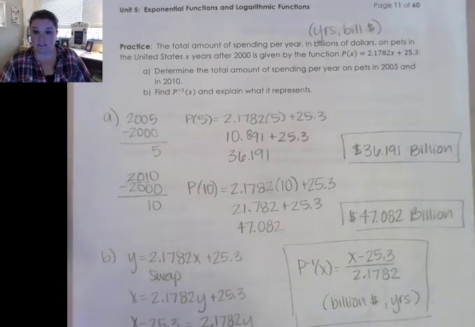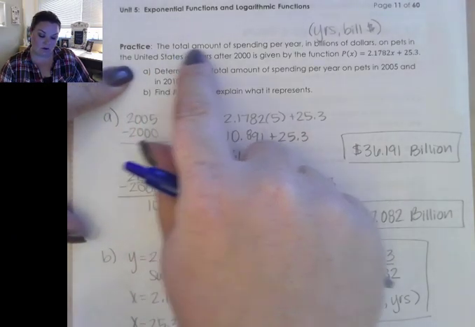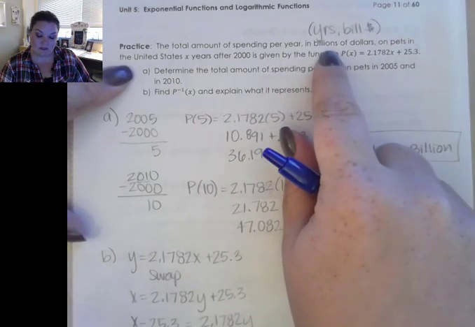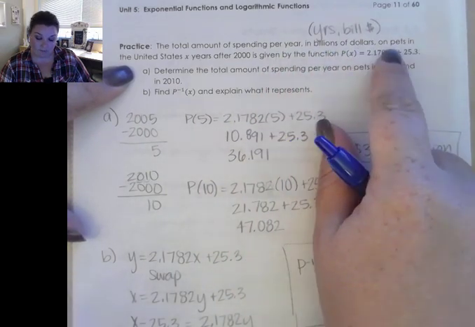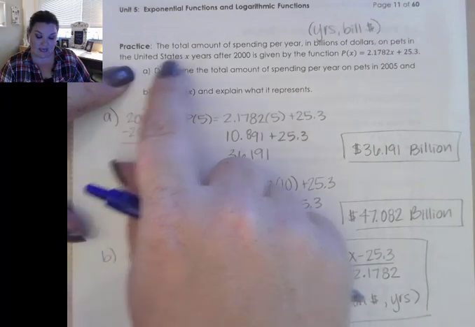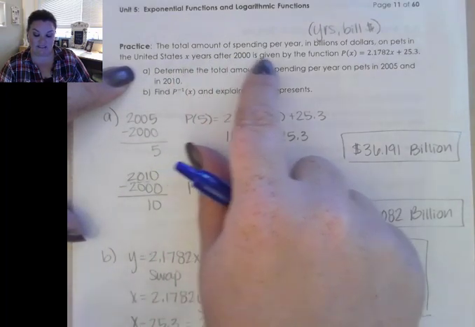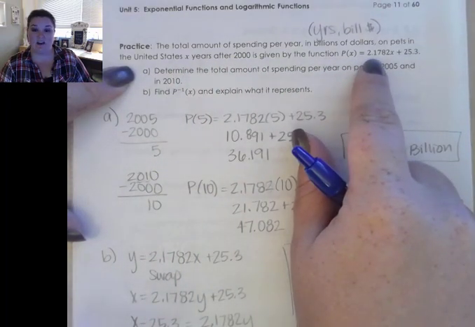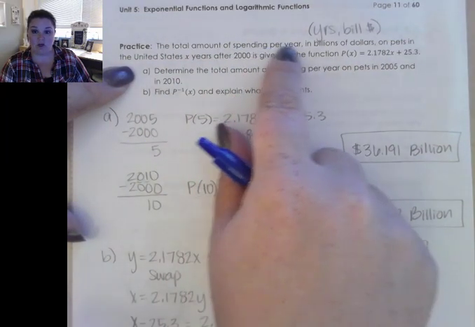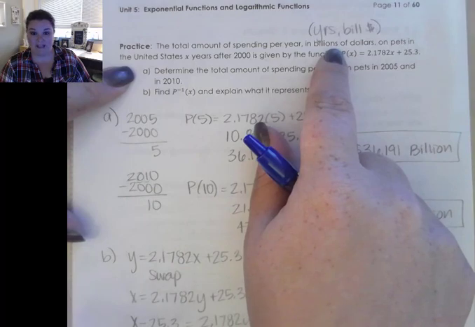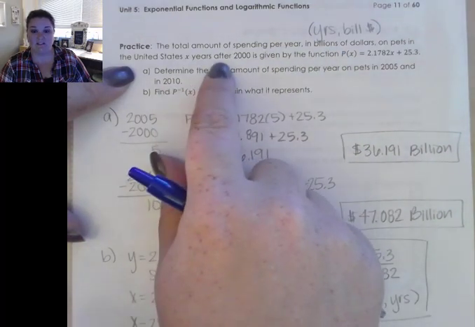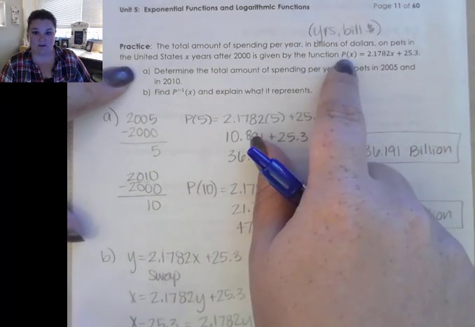Okay, so when you start these problems, you want to make sure you know what the function represents before you ever start trying to find the inverse. First, it says the total amount of spending per year in billions of dollars on pets in the United States x years after 2000 is given by this function. So that told us everything we need to know.